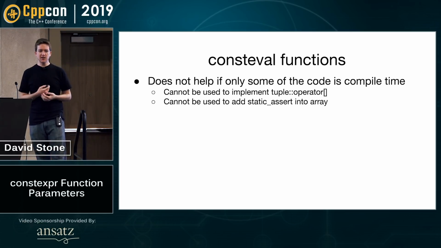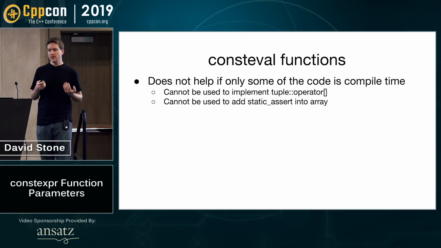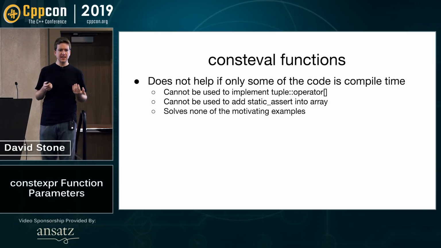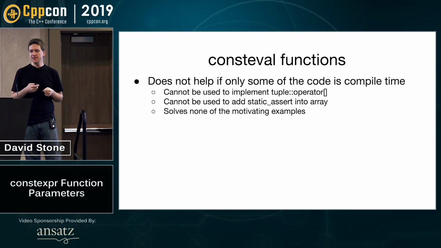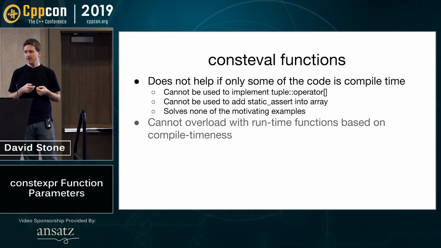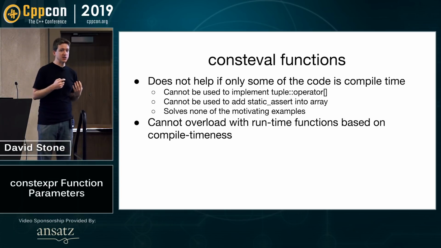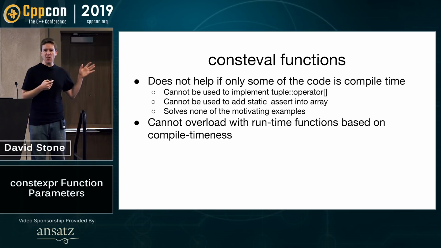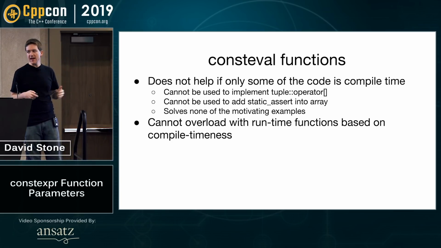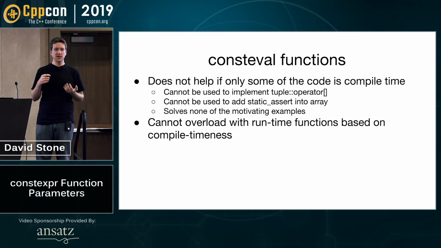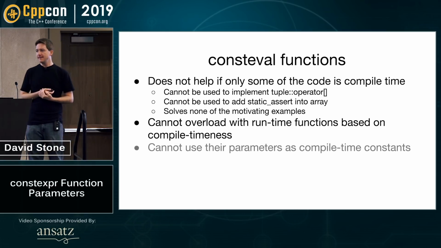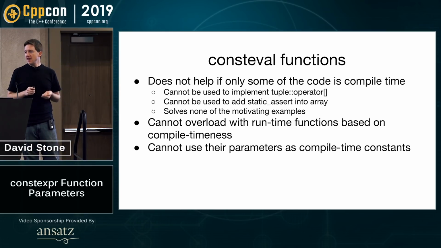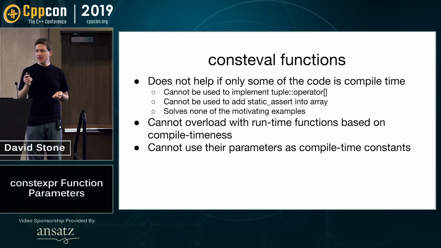You can't use it to add static_assert into an array, again, for the same reason. And also because the parameters themselves are still not compile time constants within the function. So consteval actually solves none of the motivating examples in this paper. It's a reasonable feature. It has lots of problems that it solves, just not these problems. You cannot overload a consteval function with a non-consteval function where that's the only difference. You have to use just regular overload resolution, and it's either consteval or it's not. And I mentioned you cannot use the parameters of a consteval function as compile time constants.